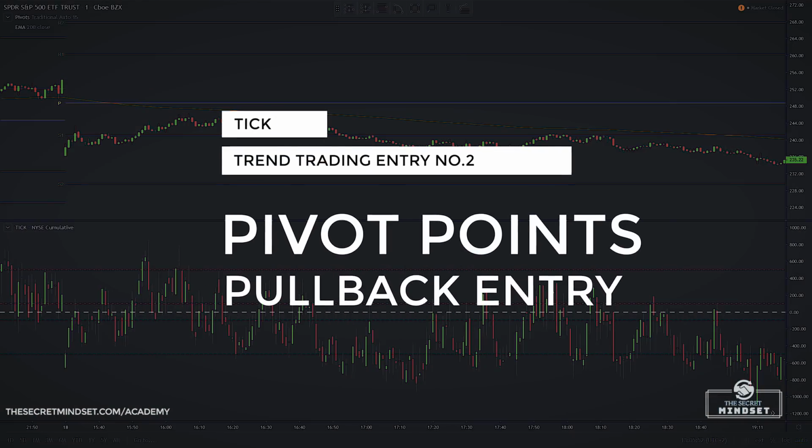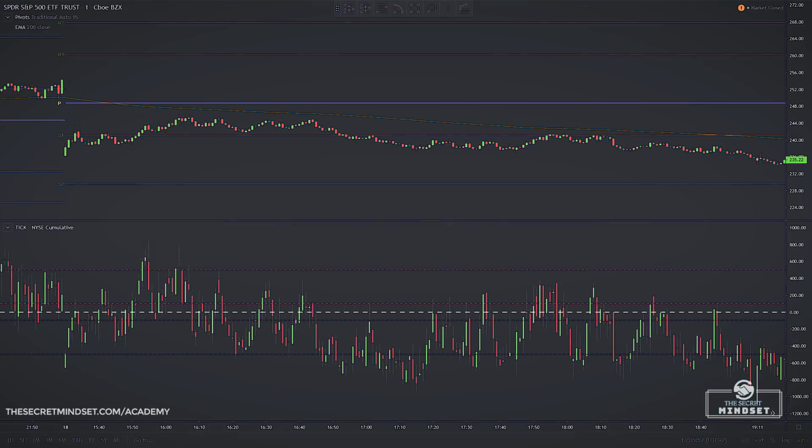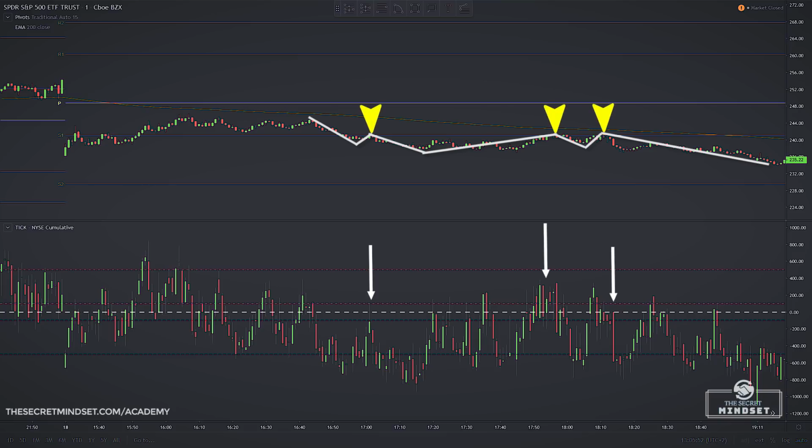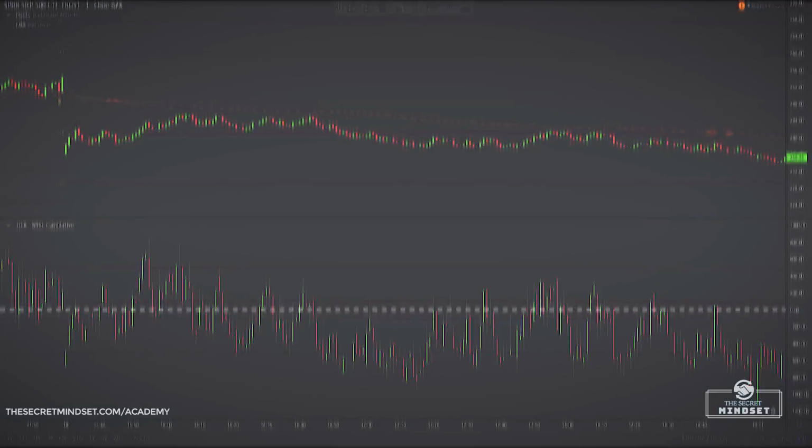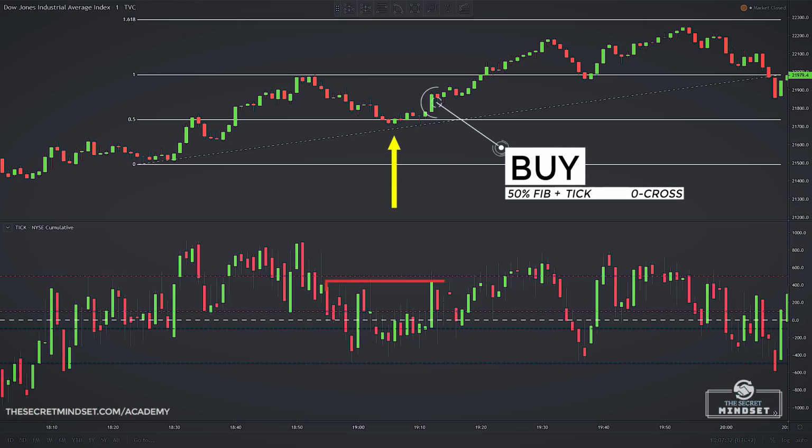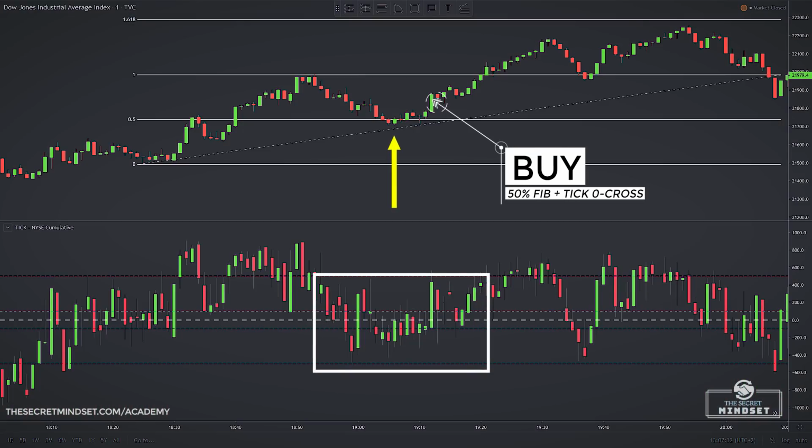You can also use this technique with pivot points. In this example, we have a downtrend. The tick moved toward the zero level, and the price stopped at this pivot line. You can also add a moving average to better confirm the short-term trend. Here are other examples of tick zero-line crossover trades at the 50% Fib level.